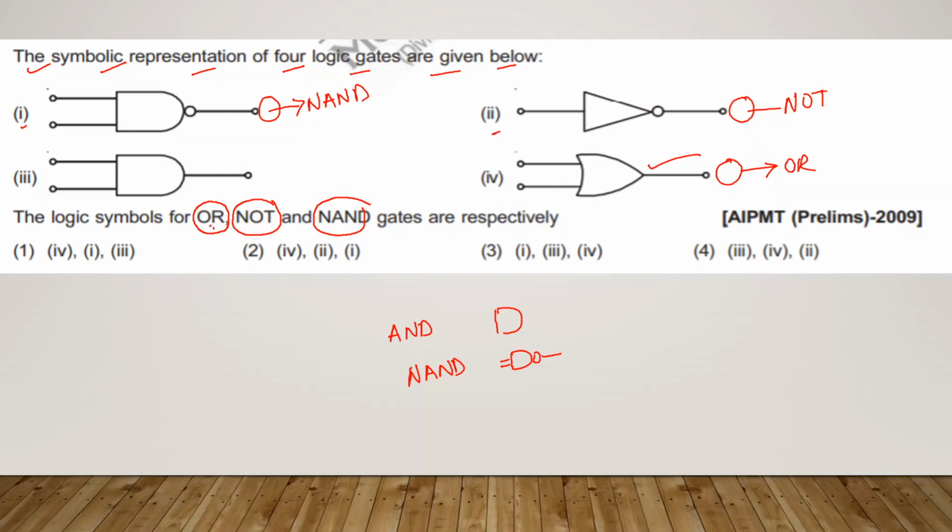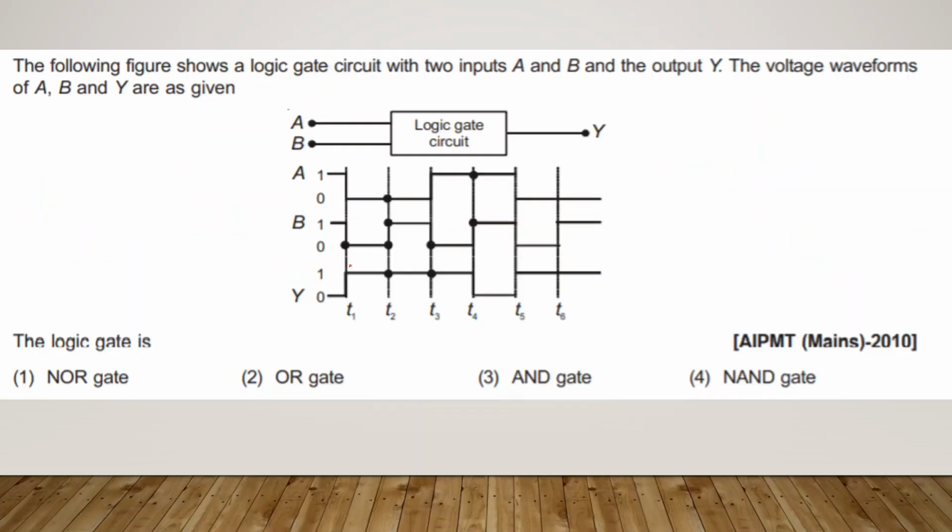So if you write in this order, which one is OR gate? OR gate is the fourth one. Which one is NOT gate? NOT gate is the second one. And which one is NAND gate? NAND gate is the first one. Fourth one, second one, first one. So our option second is right. It was a very easy question. This type of questions are being asked in the NEET examination.